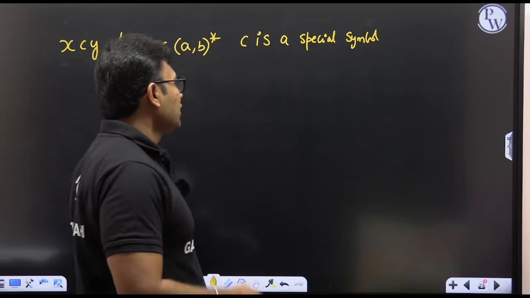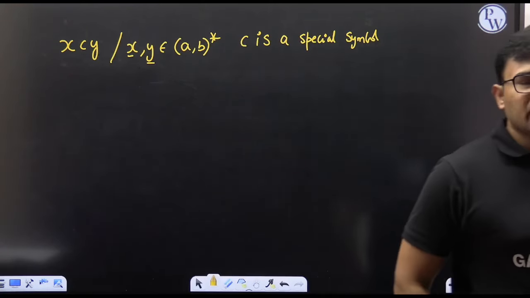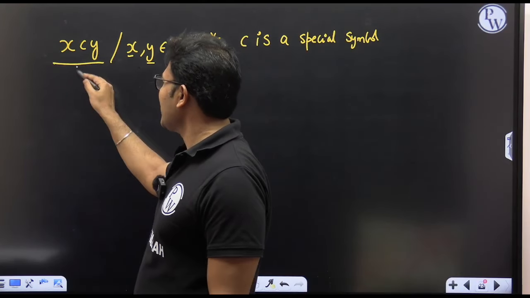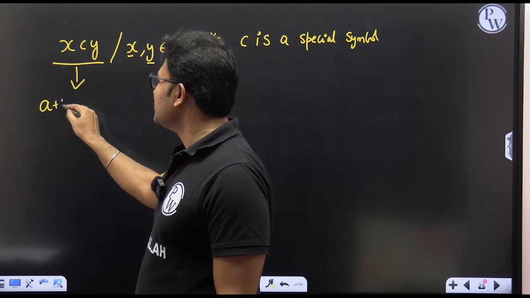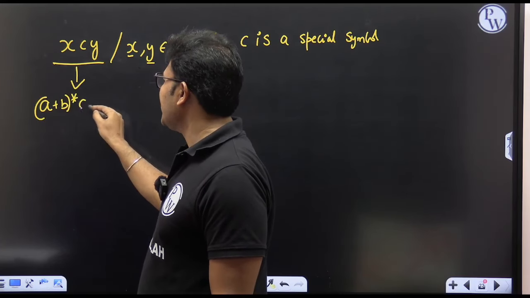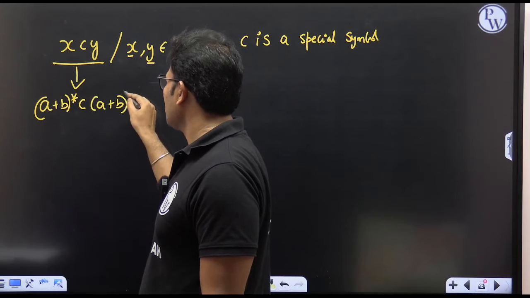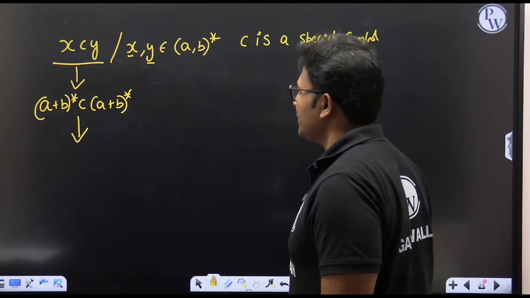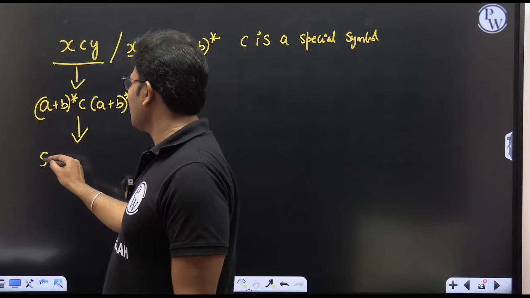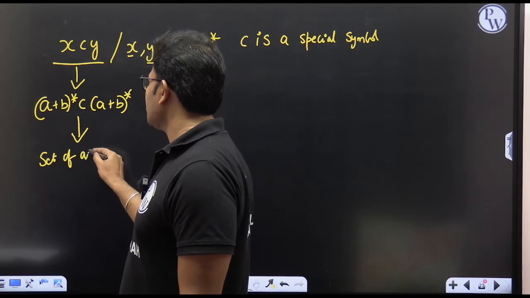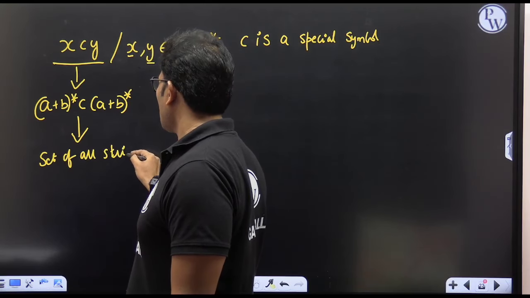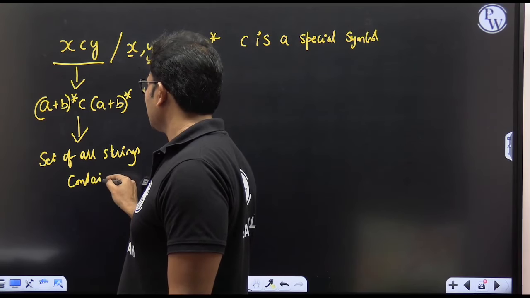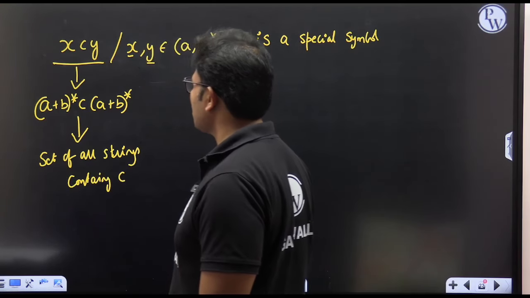Right, so this is a simple question if you think about it. X and Y can be anything. So I can write this as (A plus B) star C (A plus B) star. Now what did this language become? This language has become the set of all strings containing C, isn't it?